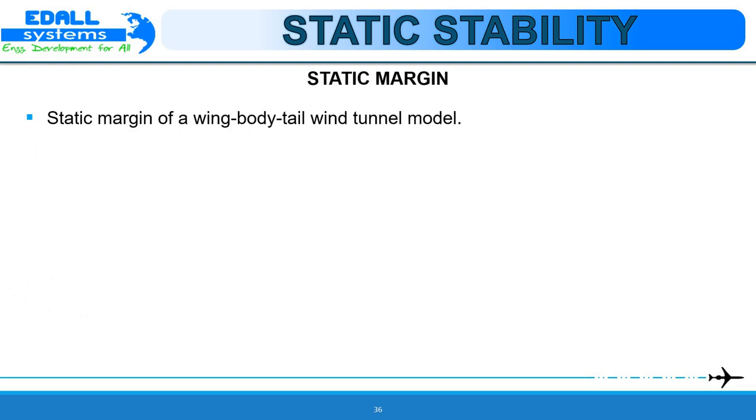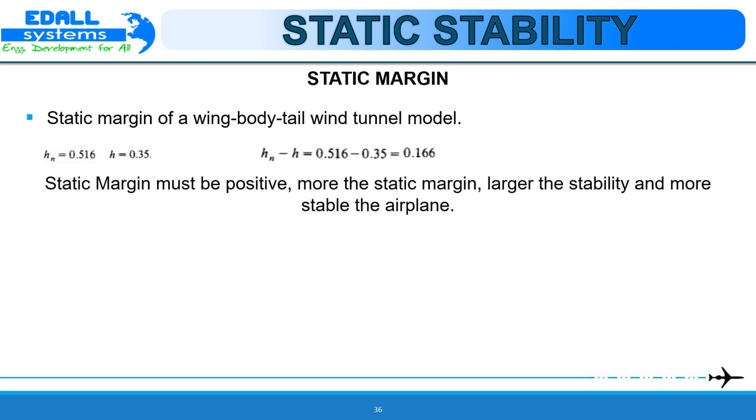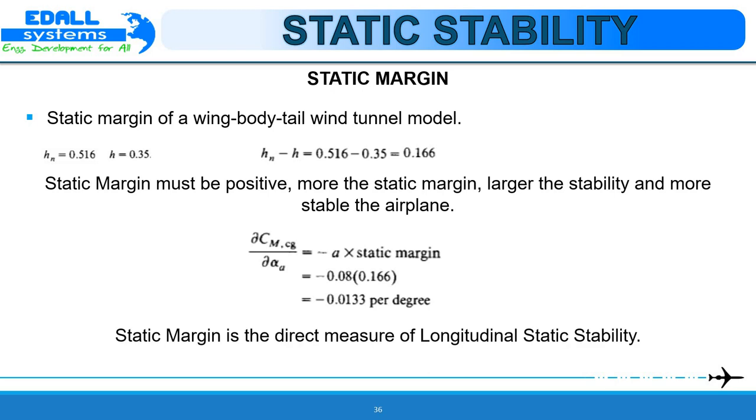Let us see a wing body tail example for this too. We know that hn is equal to 0.516 and h is equal to 0.35. So subtracting these two, we get 0.166. Static margin must be positive. The more the static margin, the larger the stability and the more stable the aircraft. Hence, we get ∂Cm,cg/∂α is equal to minus a into static margin. We get the answer as minus 0.0133 per degree. Static margin is a direct measure of longitudinal stability.